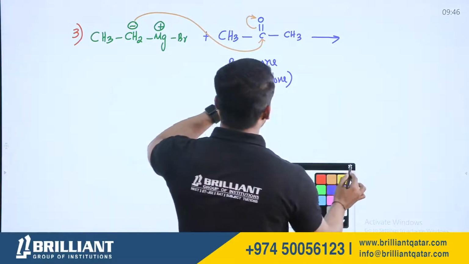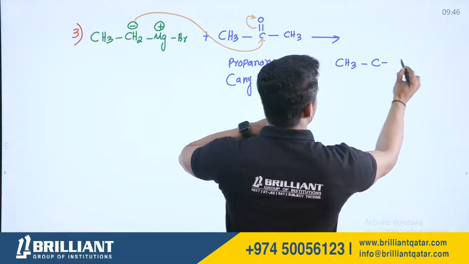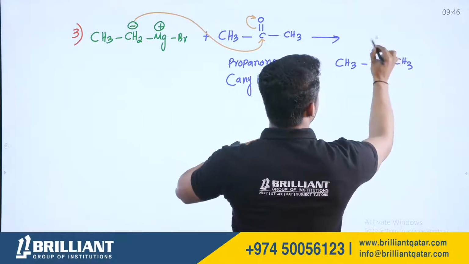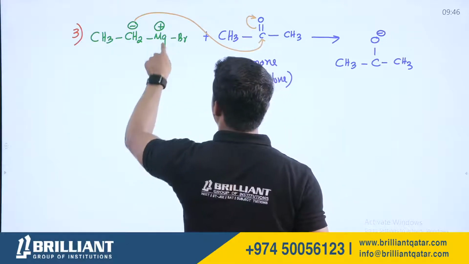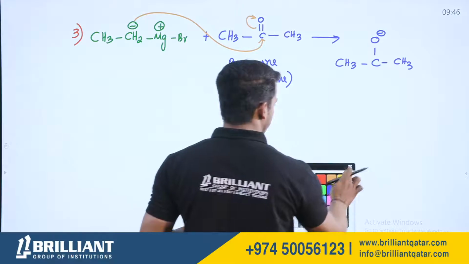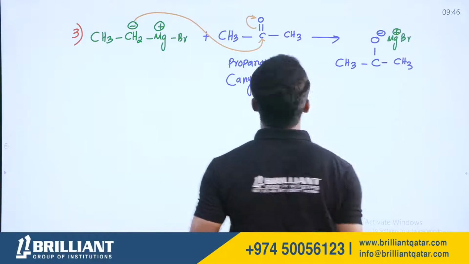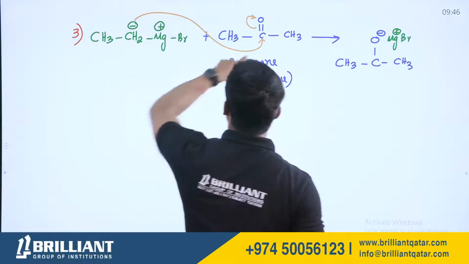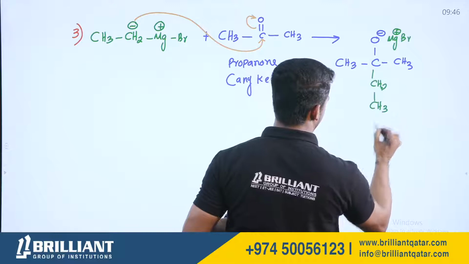Here we have CH3, C, CH3, O changes to O minus. To this O minus, what is attacking, dear all? Mg plus and Br is attacking, right? We are getting Mg plus and Br is attacking. And this alkyl group is attacking here, right? So we are getting CH2, CH3. Yes, that we are getting.